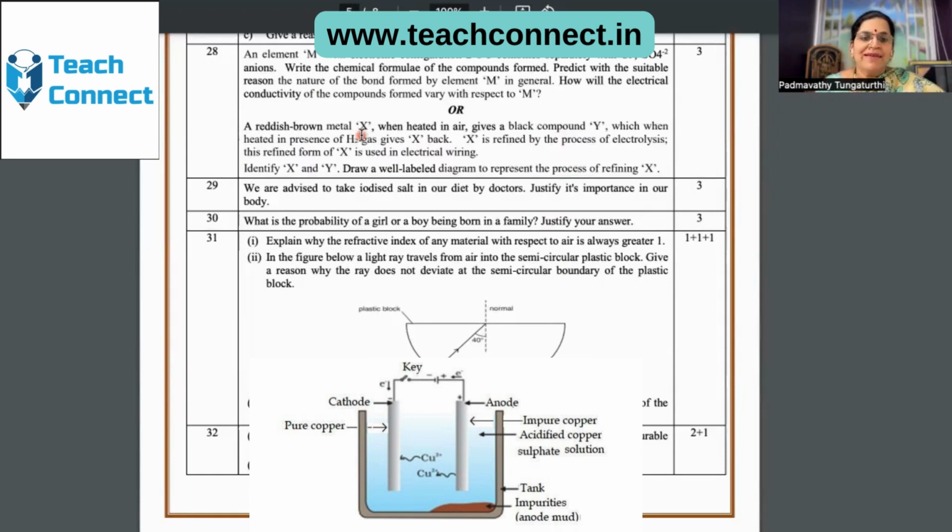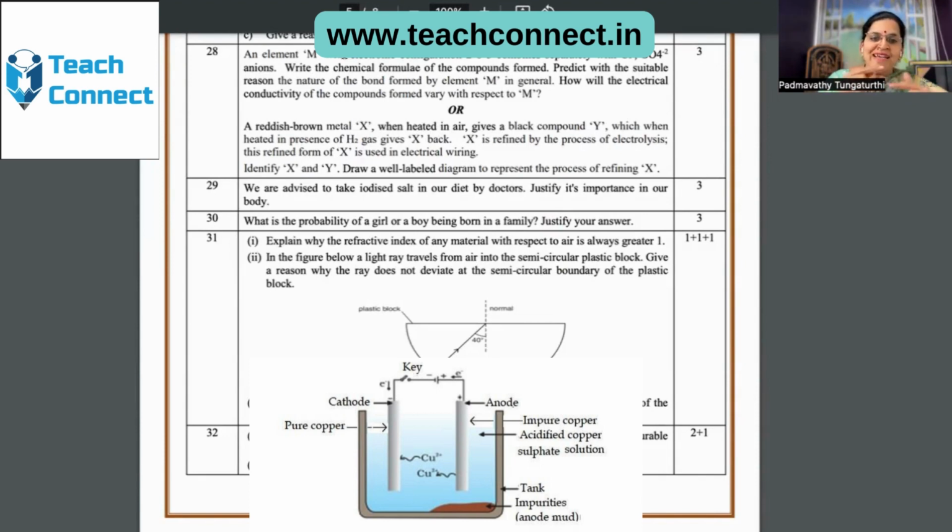metal. When heated in air, it gives a black compound. Of course, it is copper oxide. When heated in the presence of hydrogen gas, the oxygen goes away and gives X back, the copper back. X is refined by the process of electrolysis. This refined form of X is used in electrical wiring. Copper is used in electrical wiring.